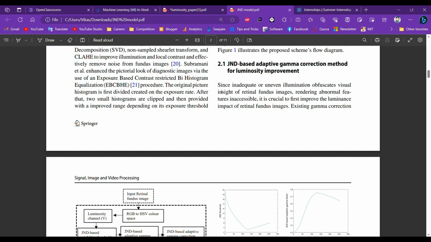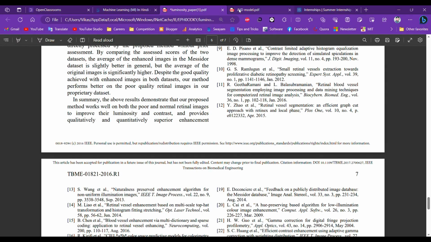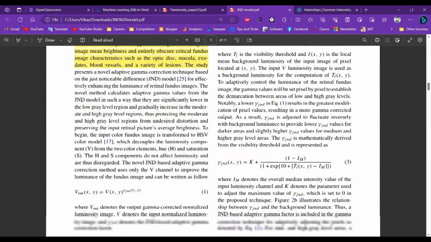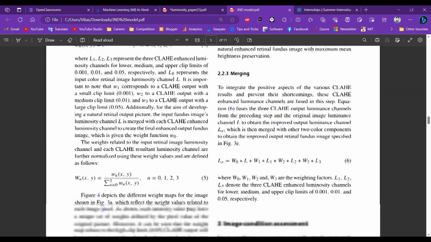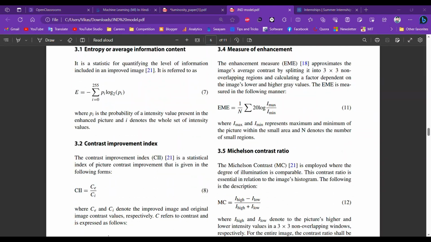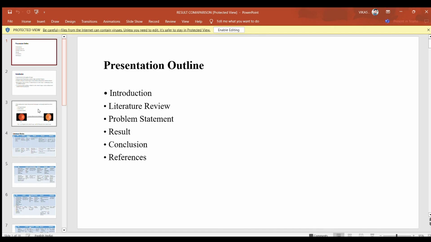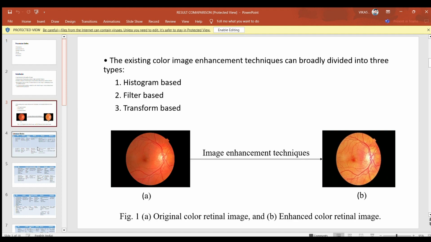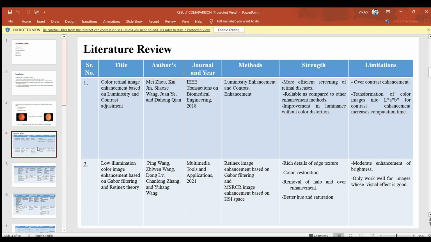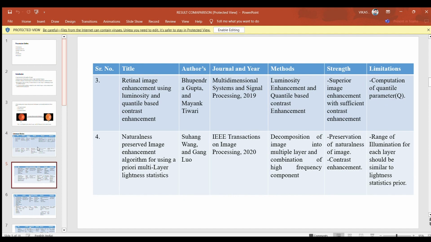This is a comparison with those papers. In our present work, this is my proposed model. This is the original image and this is the enhanced image after applying the model, and these are the literature review of different research papers and authors.